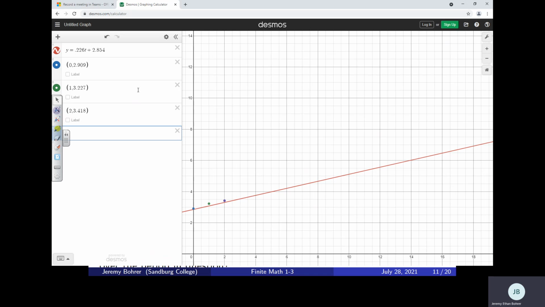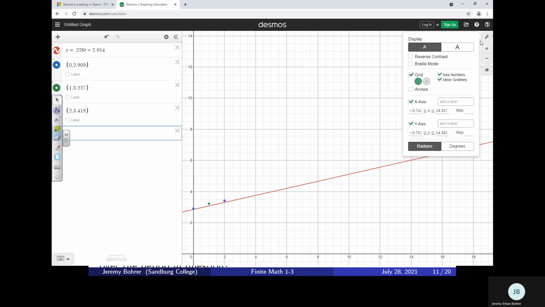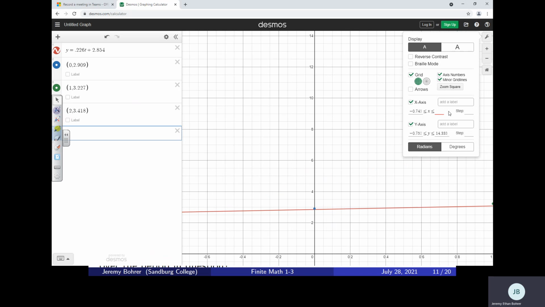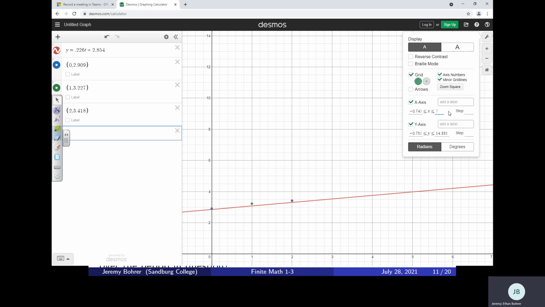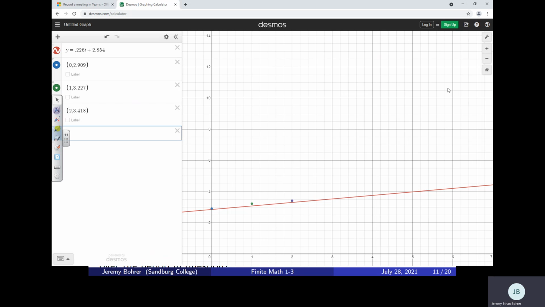And then I can compress this down. I can make my x-axis from 0. That's fine there. We'll only go through to, let's say, I'm just going to go through to 7. I'm pretty sure that'll be fine. Close that now. All right, that looks better.